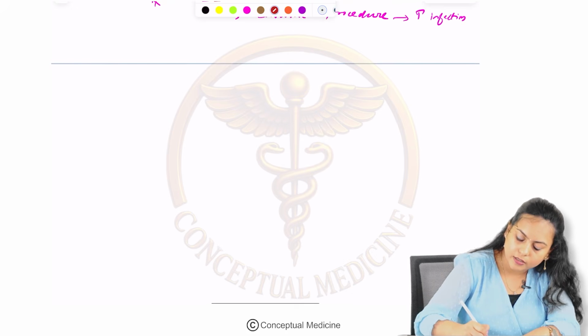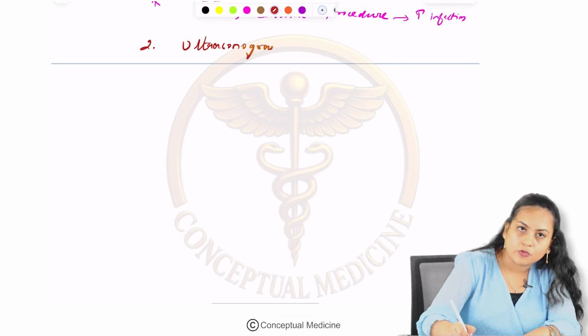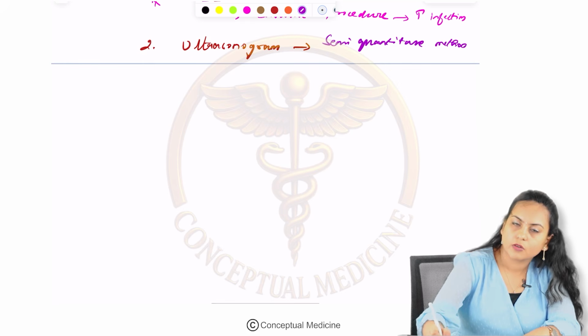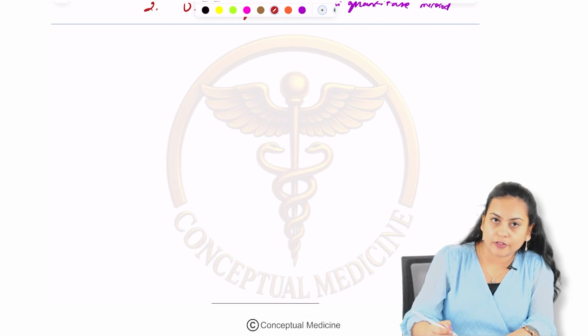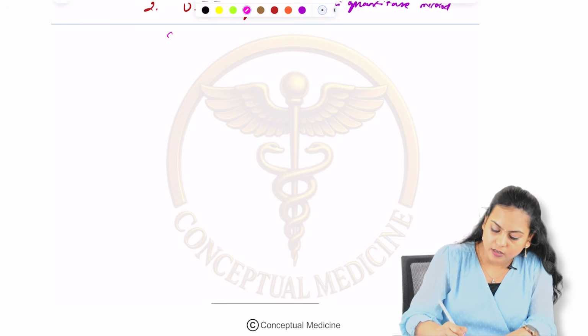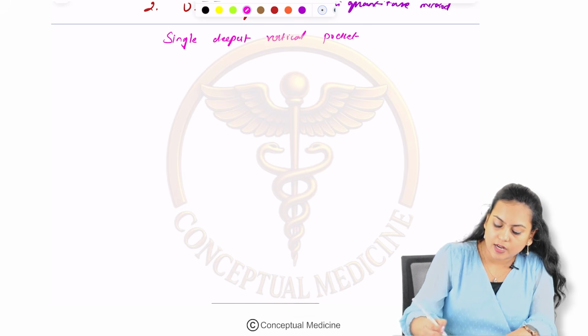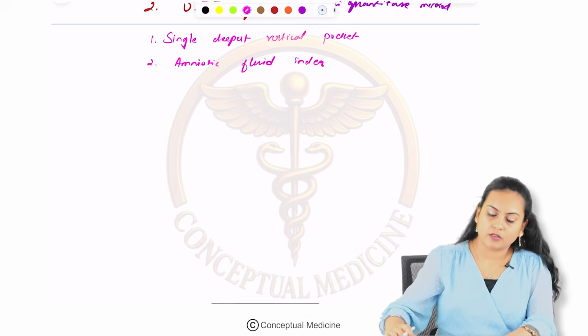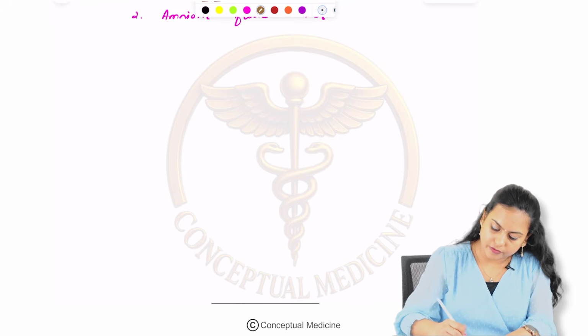What we routinely use is measuring amniotic fluid by using ultrasonogram, which is a semi-quantitative method of measurement. Okay. So, what are the two parameters we see in ultrasonogram? Number one is the single deepest vertical point, and number two is the amniotic fluid index.